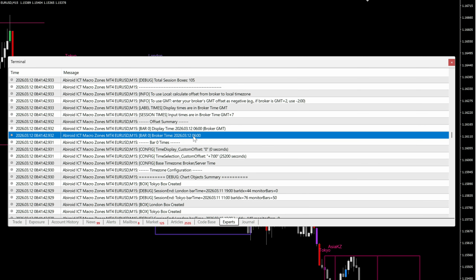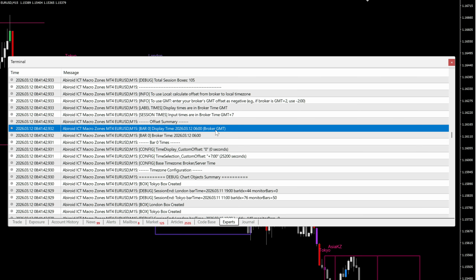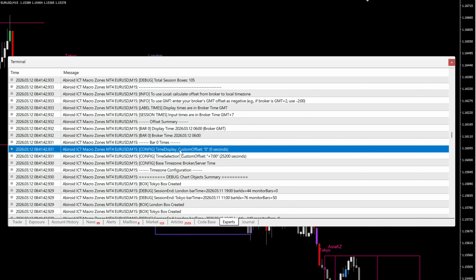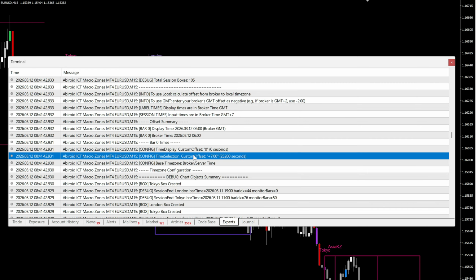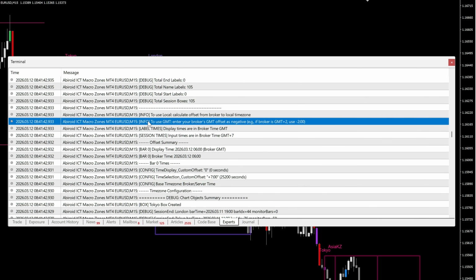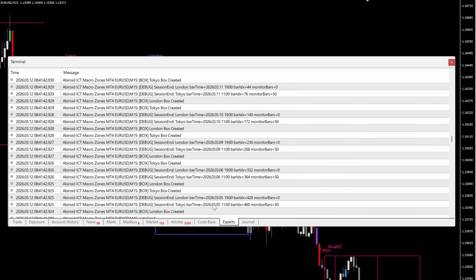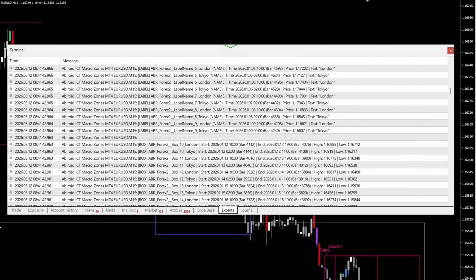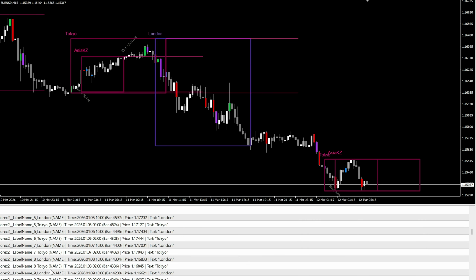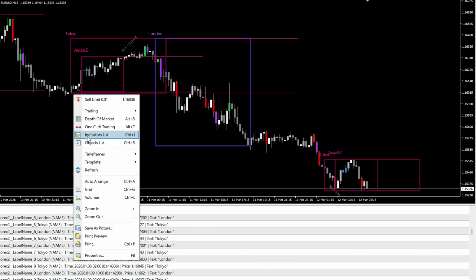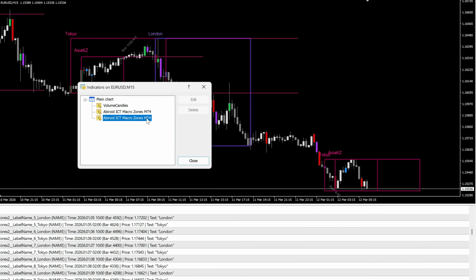Like this is your broker time and this is the display time. And if you have custom time zone offset set to 0, then these labels, these will show you the time in broker times. If you have set this to +7, then it will extend those times. So you'll just get some extra info, and these debugging, these error messages, they will help you figure out what the problem might be. I think I've covered all the settings.